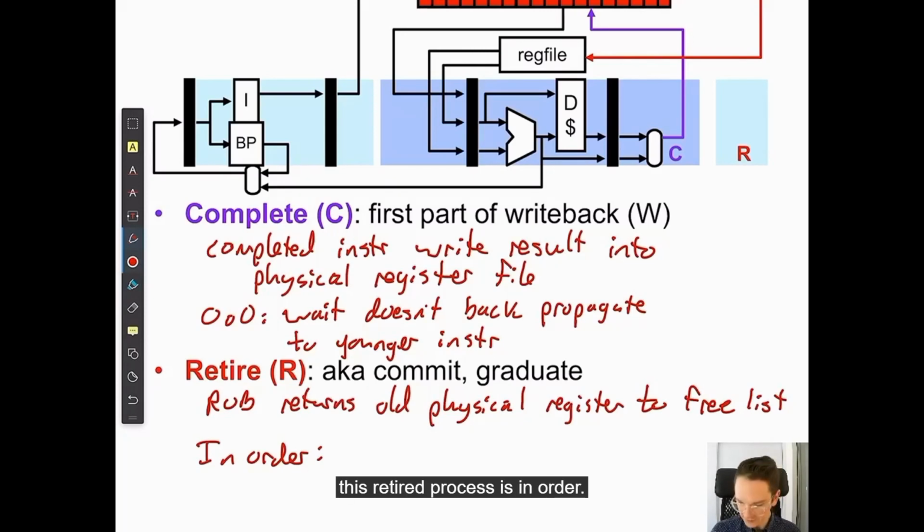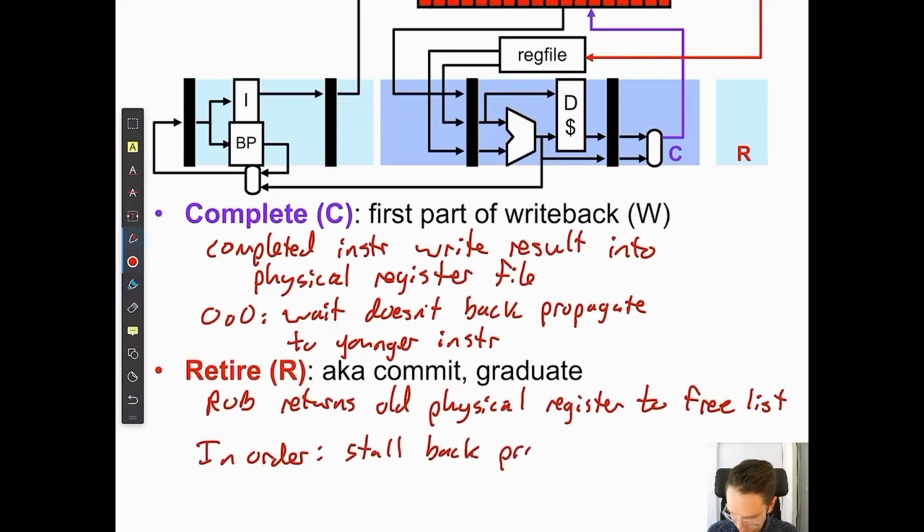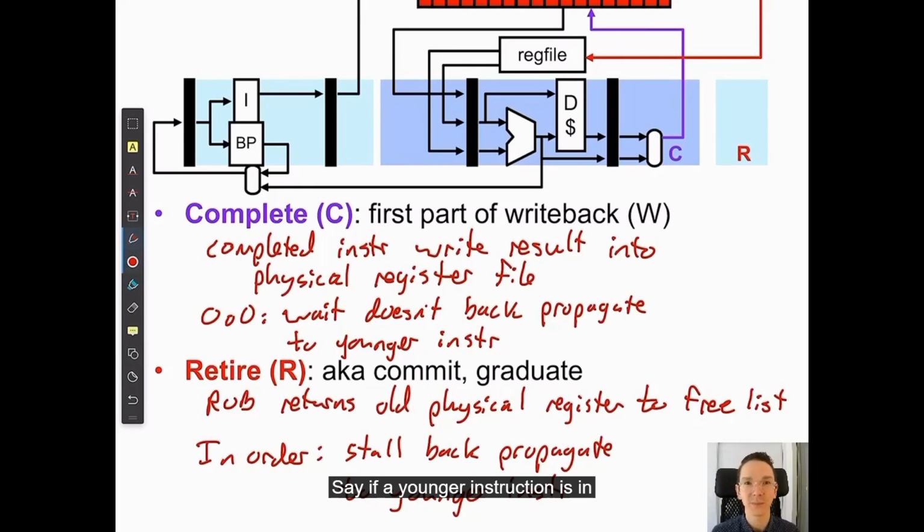Now, because this retire process is in order, a stall can backpropagate to younger instructions. Say if a younger instruction is in the dispatch stage, so it's trying to allocate a reorder buffer entry. If the ROB is full, because we have not retired enough instructions quickly enough, then this stall backpropagates to that dispatching instruction. So conceptually, the reorder buffer gives us the data and the means to recover in case of control misspeculation or a precise interrupt. We can recover the precise state at every instruction in terms of registers.